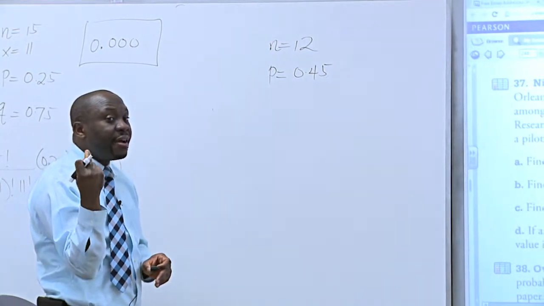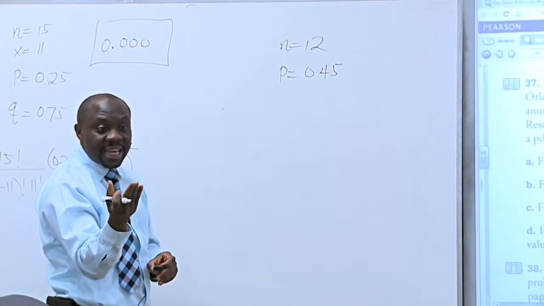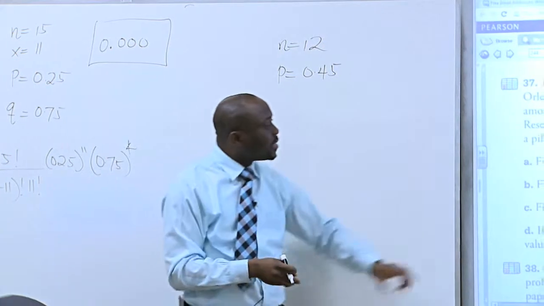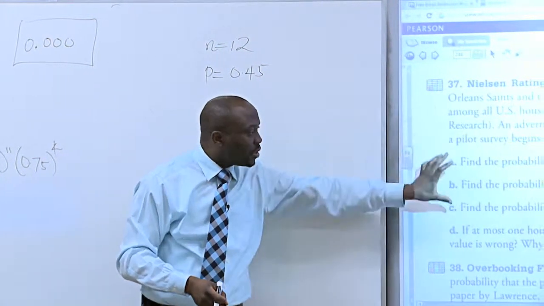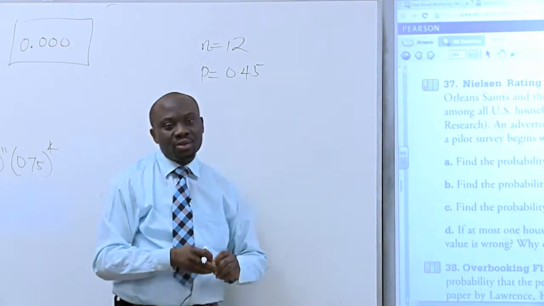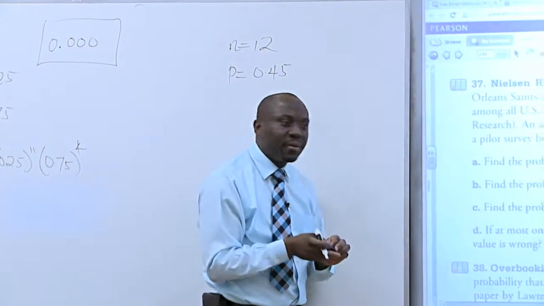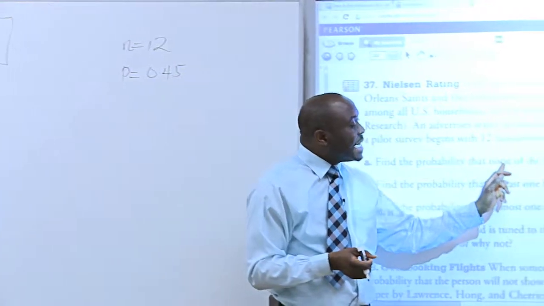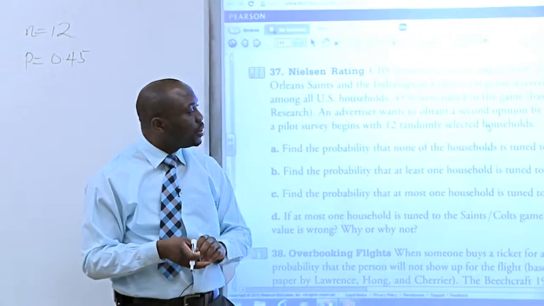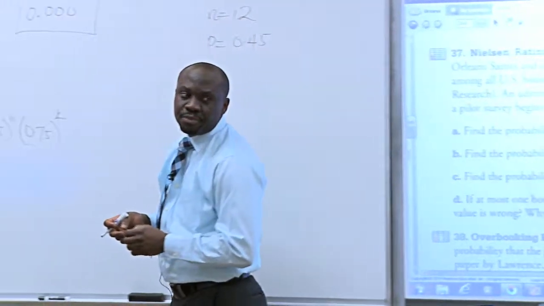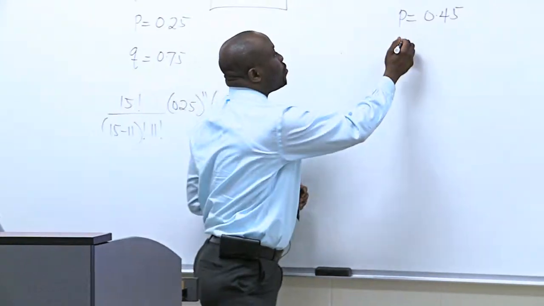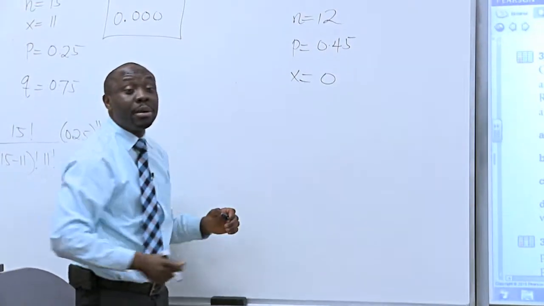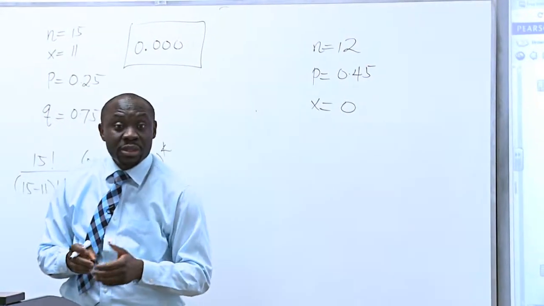The only thing left in order to find the probability is the X. And the X is usually in the question. X will never be given up here, so we associate it with the actual question. So let's see if we can find X. Find the probability that none of the households is tuned into this game. So what will be X? 0. So what is the probability? You take your table.